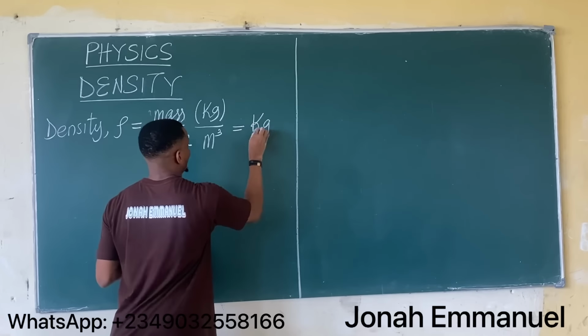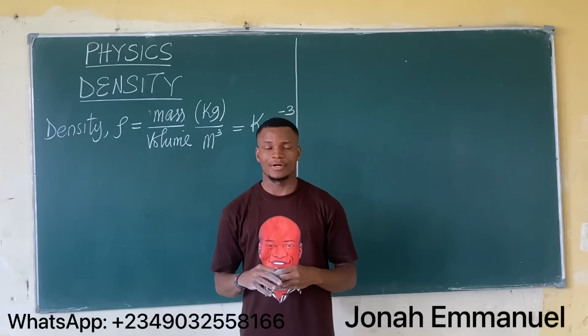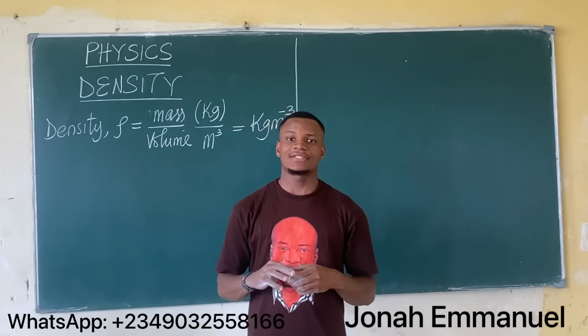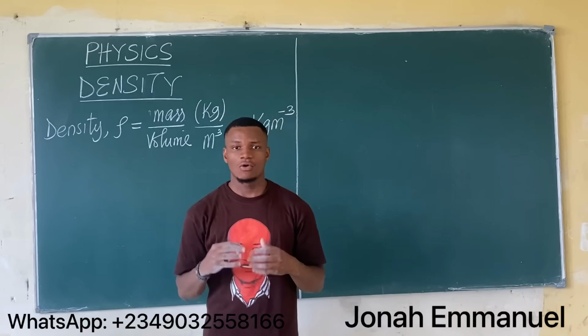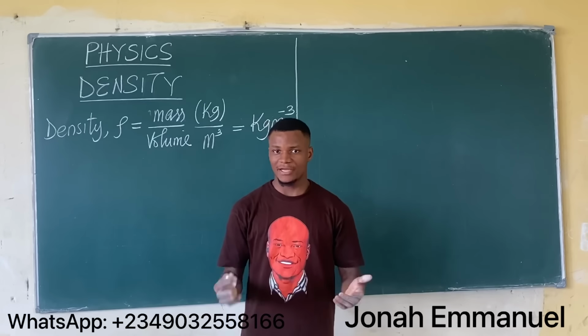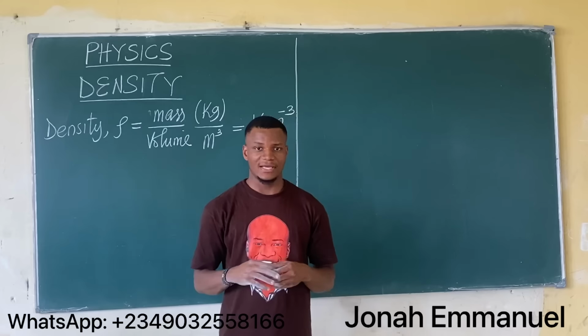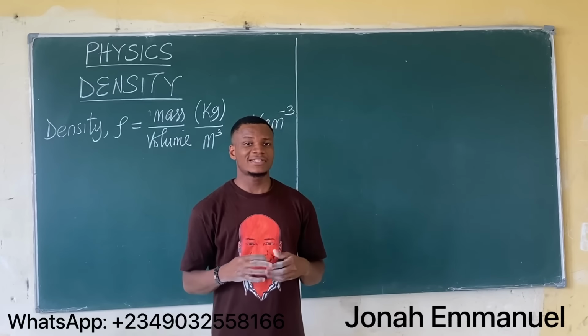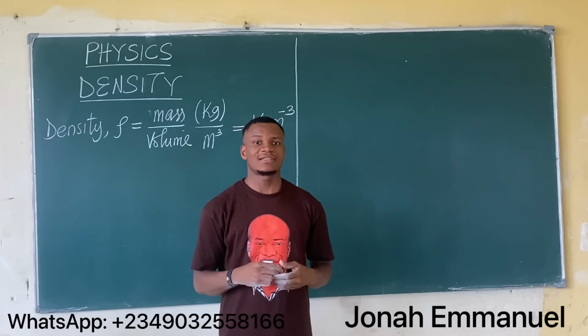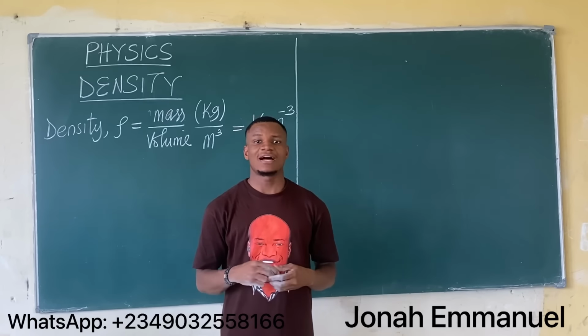It is important to note that the density of any particle, of any matter, is constant. It doesn't change. For instance, the density of water is 1000 kilogram per meter cube or 1 gram per cm cube. Also, the density of mercury is 13,600 kilogram per meter cube or 13.6 gram per cm cube. So always note that the density of any substance is a constant, it doesn't change.